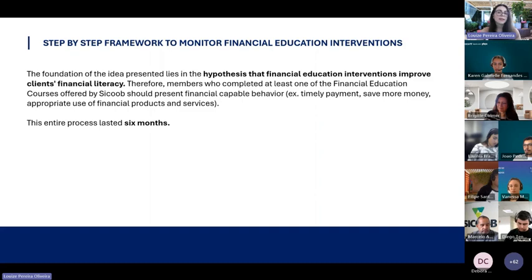So the big hypothesis behind this is that financial education interventions improve clients' financial literacy. And with this, we can see some financially capable behavior. And that's the purpose of this framework, to monitor this kind of behavior through this project. We need 6 months to build this, but you can do this in more or less time. It's just a reference.